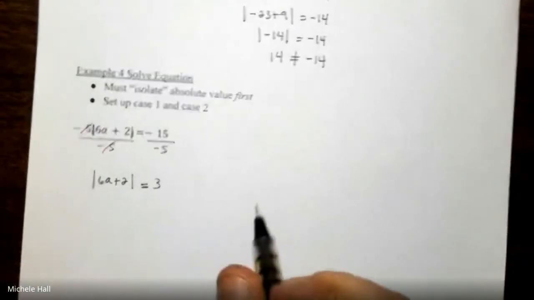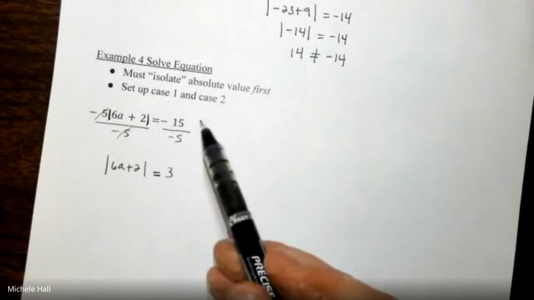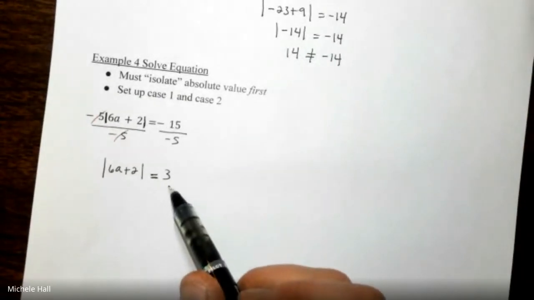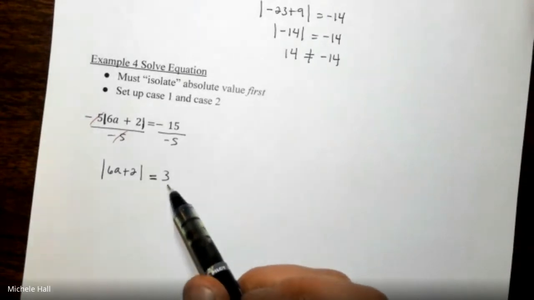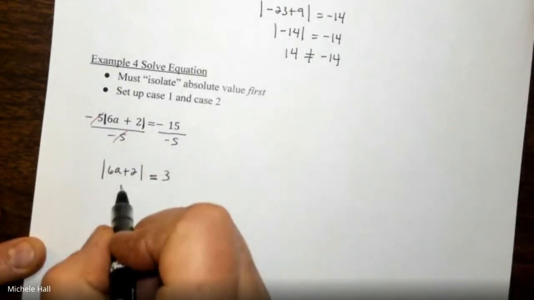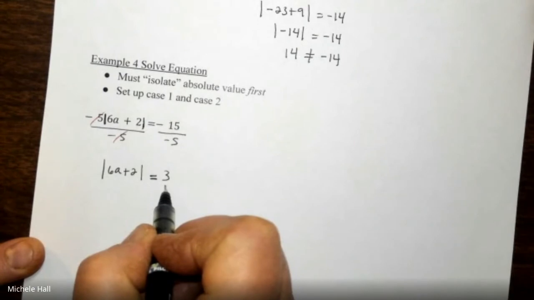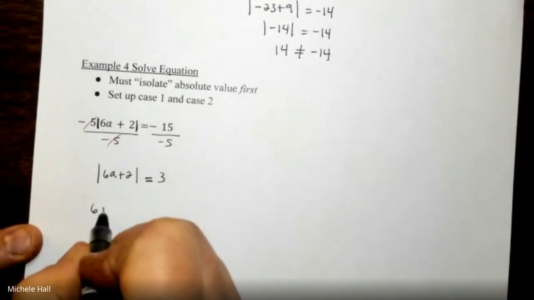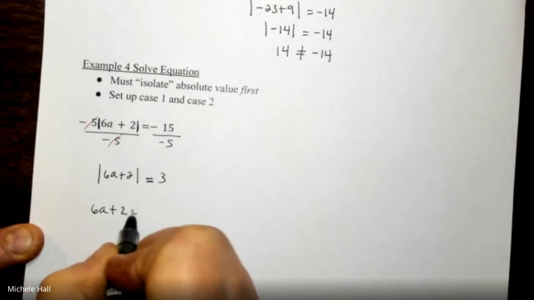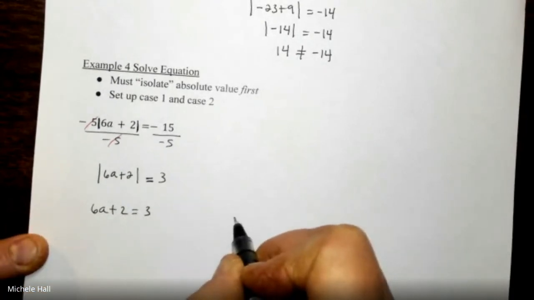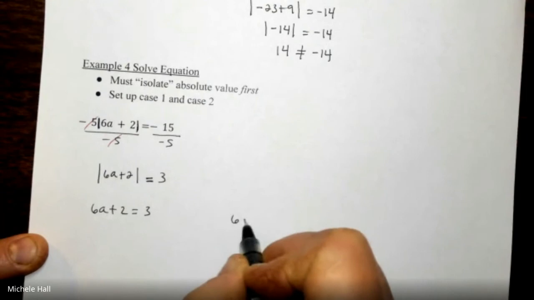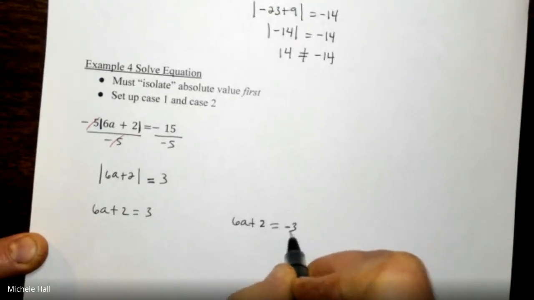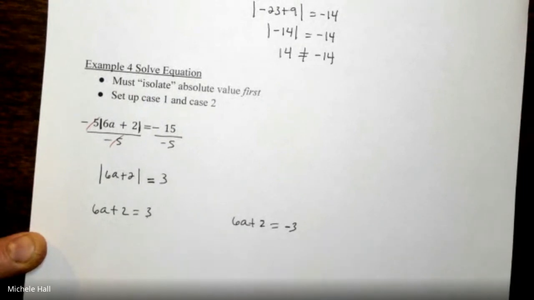Don't get tricked. Just because you saw an absolute value that equals a negative number doesn't mean that that would be true after we isolate it. Now that it's isolated and I can see that I have a positive answer, I'm going to set it up. Case 1, 6a plus 2 equals 3. In case 2, 6a plus 2 equals -3. We're doing the opposite of 3.